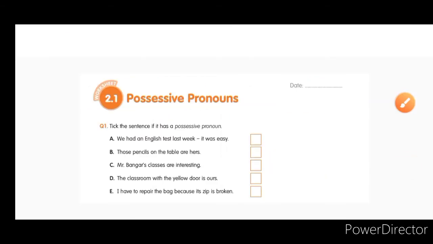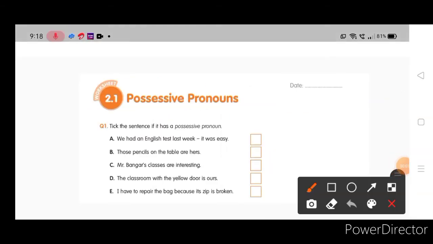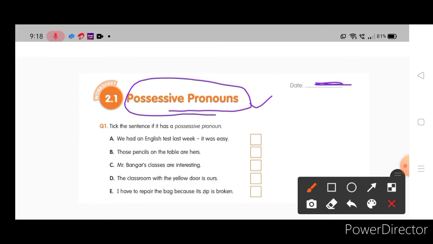Now it's time to open your English workbook 2.1. First, you have to write down the date over here. Then, what is the first question given? Tick the sentence if it has a possessive pronoun. Possessive pronoun means, what did I say? Usually, they will be at the end of the sentence.